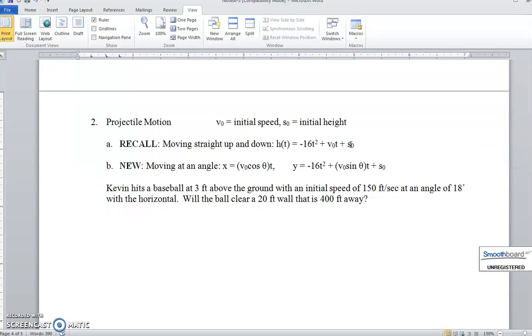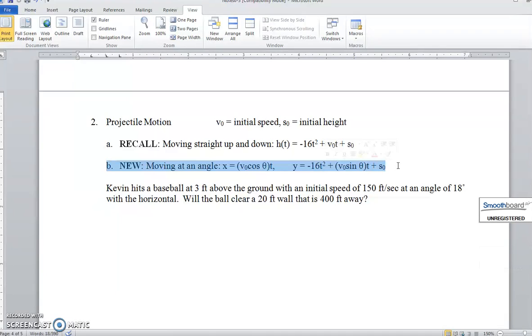But there have been problems that you've looked at in the past where you basically threw something straight up and straight down, and you would use this formula and find different heights at various times. What we're going to be using are formulas right here, and that represents where we're not just moving straight up and down, we're moving at an angle. And so I just want to compare what we have for y, for the heights. It's very, very similar to what we had up here.